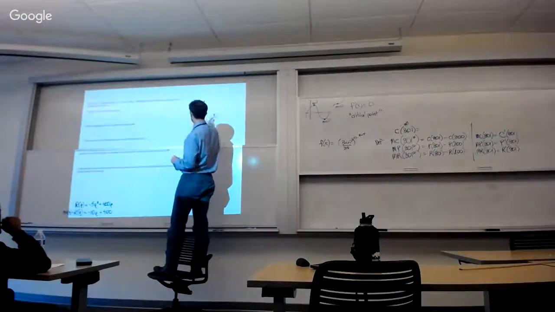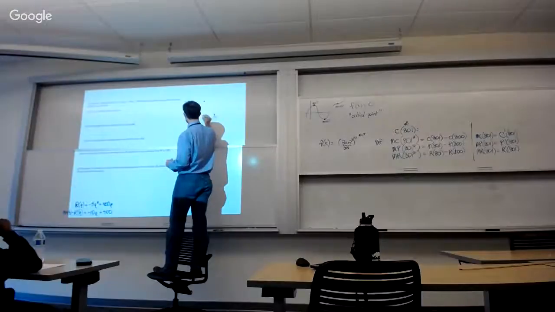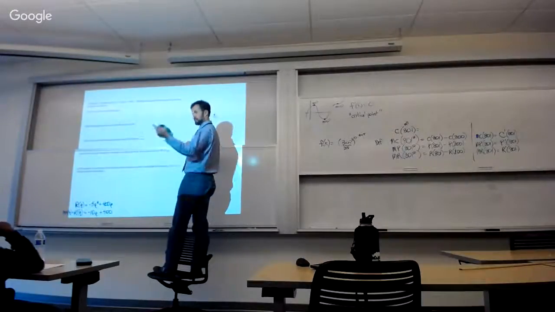Since it's a parabola, can I just assume that it's halfway between 10 and 340? So take the average, 10 plus 340 is 350, divide by 2 is 175. So now I know my maximum profit is at 175, right?